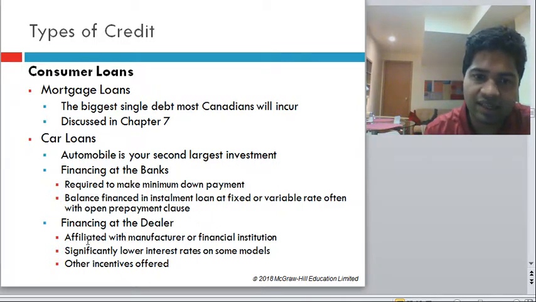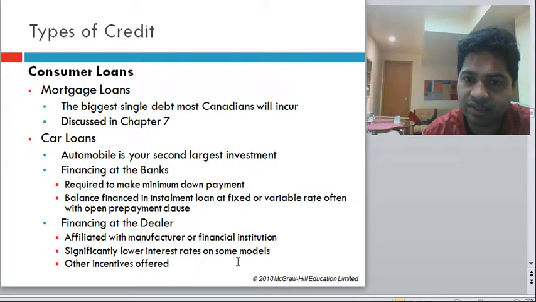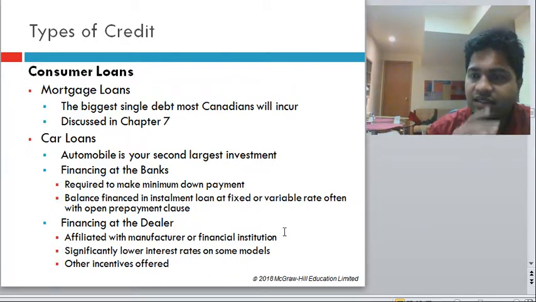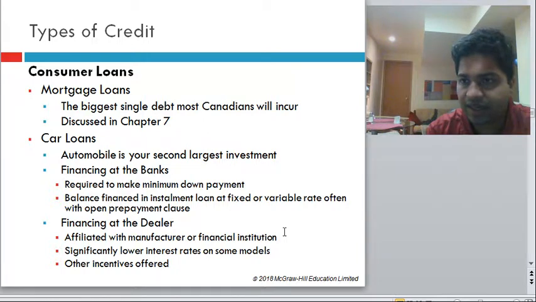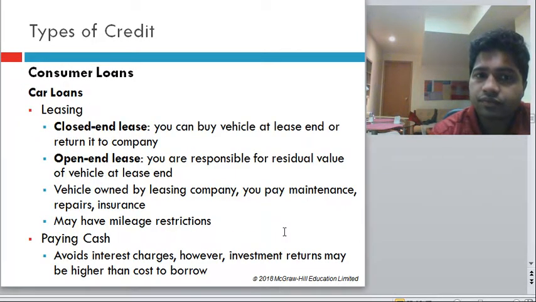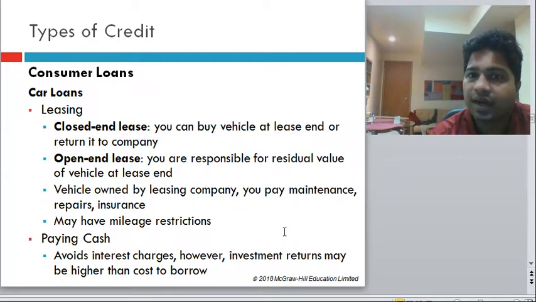Financing is available at dealers, also affiliated with manufacturers or financial institutions. There can be significantly lower interest rates on some models, and other incentives, like free winter tires if you take financing through the dealer rather than through a bank. Car loans can also be a close-ended lease, where you can buy the vehicle at the end of the lease or return it to the company, or open-ended, where you are responsible for the residual value of the vehicle at the end of the lease.